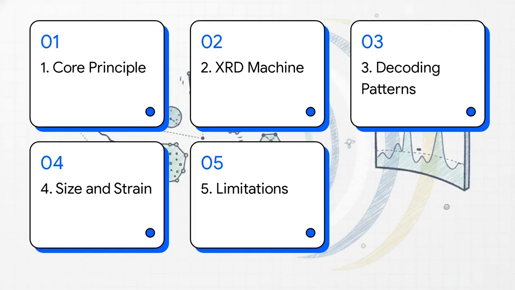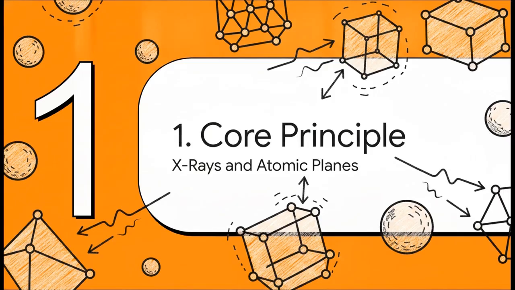So here's our roadmap for today. We'll start with the core principle, then peek inside the XRD machine itself. After that, we'll decode some nanoparticle patterns, dive into the math behind size and strain, and finally, we'll wrap up with the limitations of XRD. All right, part 1, the core principle, X-rays and atomic planes.